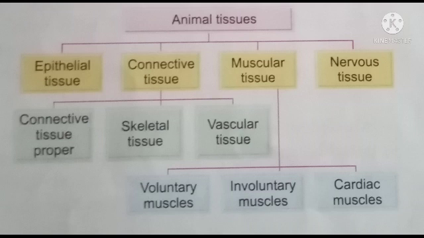In last class, we had learnt about some animal tissue. What are they? Epithelial tissue and connective tissue. What are the 4 basic types of animal tissue? Yes, epithelial tissue, connective tissue, muscular tissue and nervous tissue. We had seen about epithelial tissue and connective tissue. Connective tissue is again classified into 3 types. What are they? Connective tissue proper, skeletal tissue and vascular tissue.